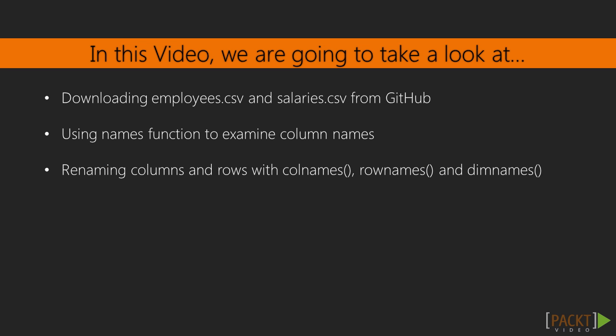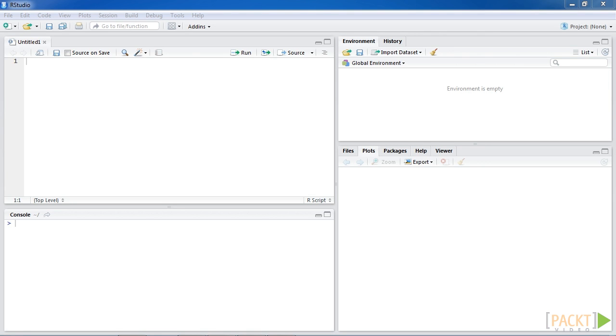In this video, we're going to take a look at using download.file to get employees.csv and salaries.csv from GitHub using names, colnames, and rownames to examine and rename columns and rows. The use of a data frame enables the user to select and filter data by row names and column names. As not all imported datasets contain row names and column names, we need to rename this dataset with a built-in naming function. In this video, we need to prepare your environment with R installed and a computer that can access the internet.